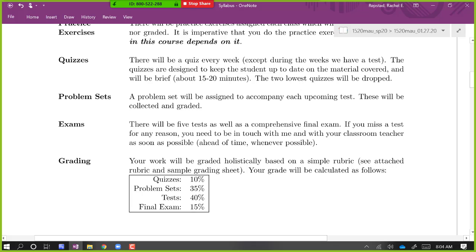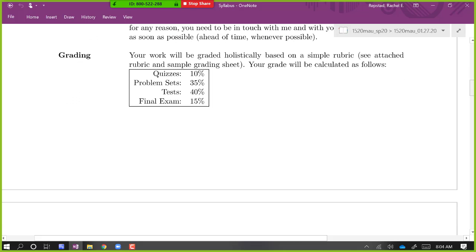Let's see. So your grade, I'm going to talk about how your work is graded in just a moment, but your final grade is computed. The quizzes are just 10%, 35% for the problem sets. Your tests are worth 40%, and the final exam itself is worth 15%. If you have questions on how your grade is calculated at any point, just let me know, but they're just based on these weighted categories.